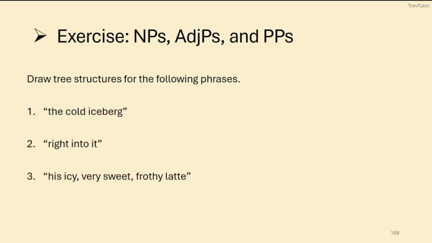So let's do some practice with 3 phrases: the cold iceberg, right into it, and his icy, very sweet, frothy latte. So with 1, the cold iceberg, this is going to be a noun phrase, and I see 3 words under it. I see the, which is a determiner. I see the adjective cold, so it's going to be an adjective phrase that then breaks down into an adjective, which is cold. And then the head of this noun phrase is iceberg. So this is N, and this is iceberg.